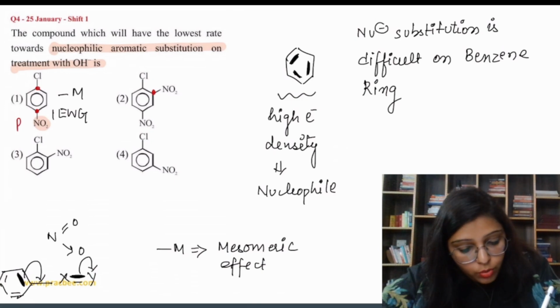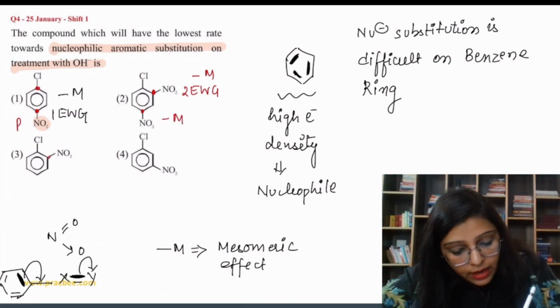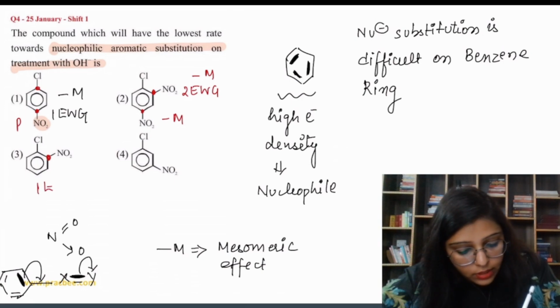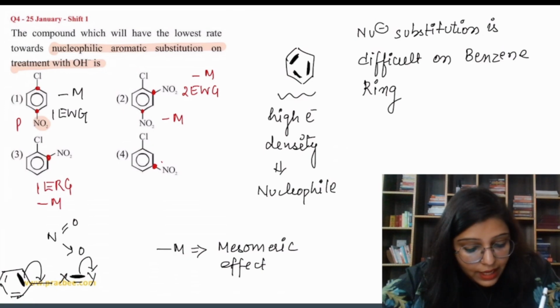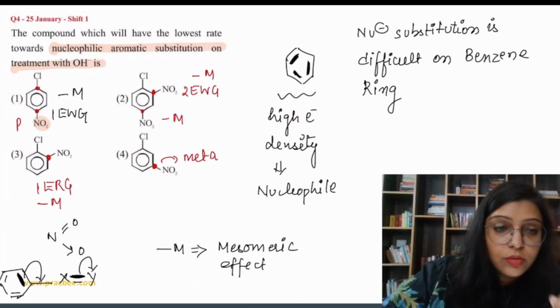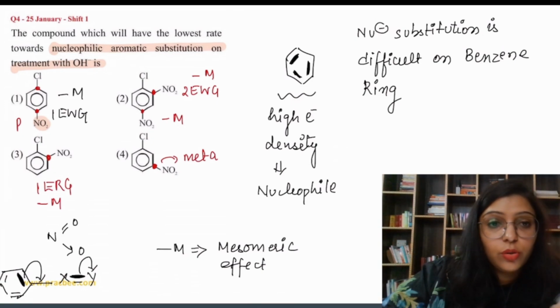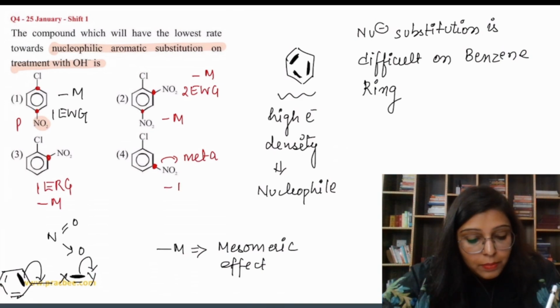Here we have ortho and para positions with 2 electron withdrawing groups. So minus M, 2 minus M. Okay. Here we have ortho, so 1 electron withdrawing group, so minus M. Here we have an NO2 group but at the meta position. The mesomeric effect and resonance effect are only observed at ortho and para positions, not at the meta position. So here we have minus I.